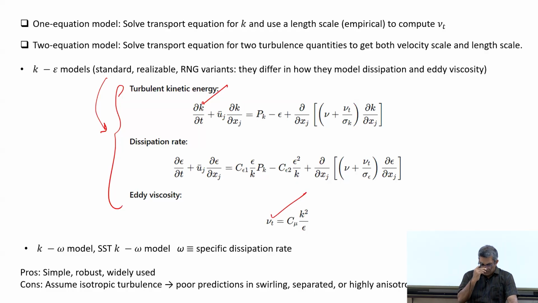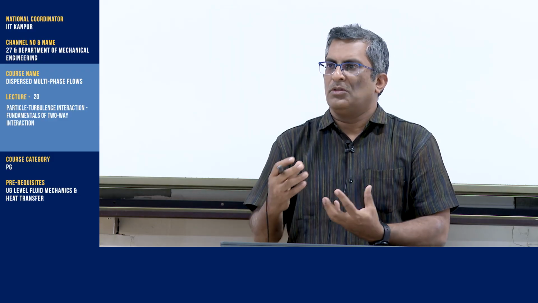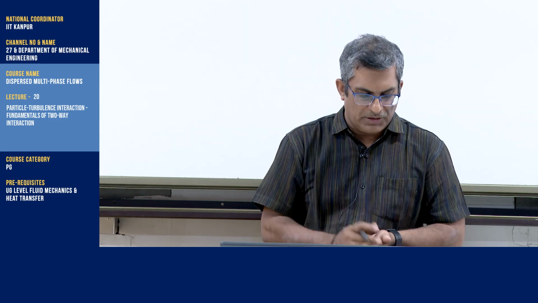Similarly, we have other K epsilon models. We can also have the K omega model, where omega refers to the specific dissipation rate. We can have the K omega model or the SST K omega model. All these models use different approaches to find the eddy viscosity and the turbulent kinetic energy. Now the advantage of these models, one equation and two equation models, is that they are simple, robust, and widely used. The main advantage is the computational time, with some level of accuracy.